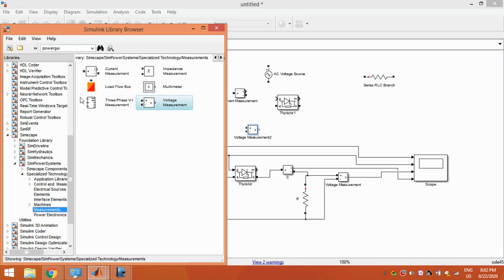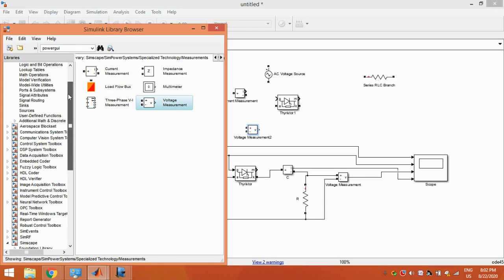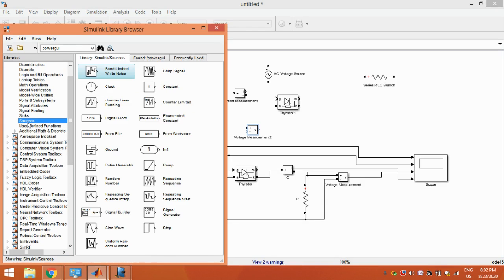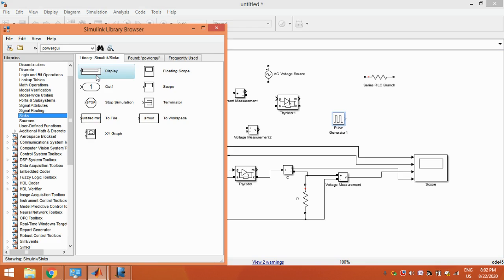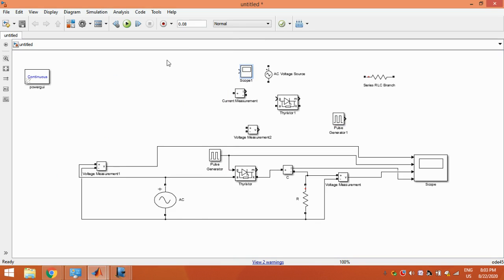Then of course I need my pulse generator, which is there in the sources. So I'll take the pulse generator component. Okay, where is my pulse generator? Yes, it's here. I'll take my pulse generator, and then if I want to measure the value, you need to take a display. If you are only interested in seeing the graph, you take a scope. So these are the components that you need to take from these block sets predominantly: Simscape, specialized technology, sinks, and sources.